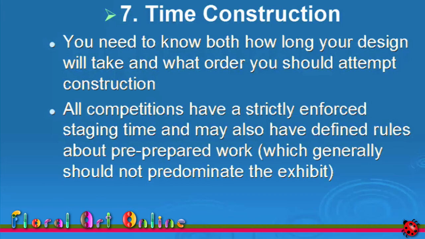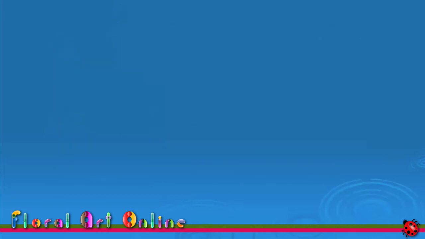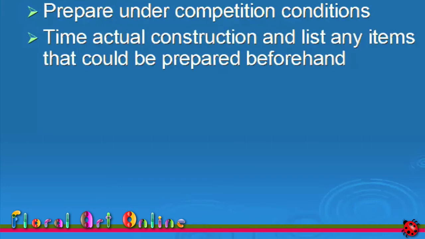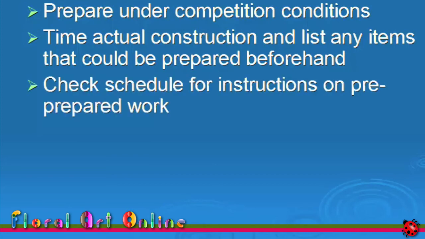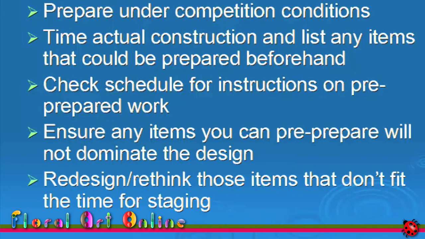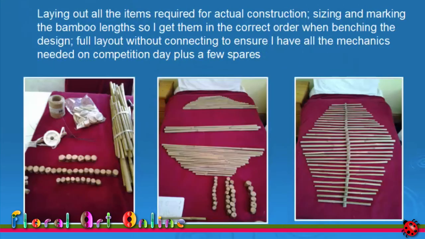All competitions have strictly enforced staging times and may also have defined rules about pre-prepared work, which generally should not predominate your exhibit and which I talked about in step 1 when you were reading the show schedule. Prepare your design under competition conditions by timing the actual construction as though you were in the competition room. Keep a note of any items that could be prepared beforehand and check the show schedule for rules on pre-prepared work. Make sure that any items you can pre-prepare will not dominate your design. Redesign or rethink the parts of your design that can't be done in the time allowed for staging.